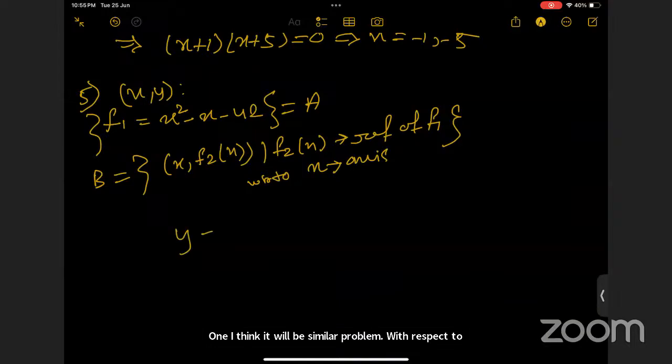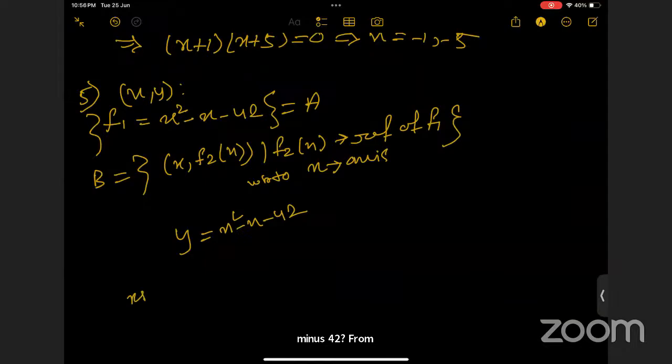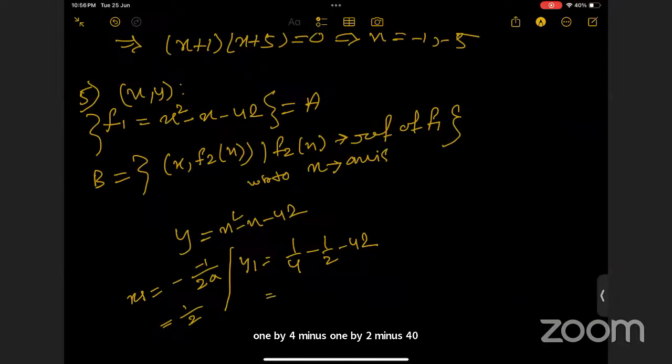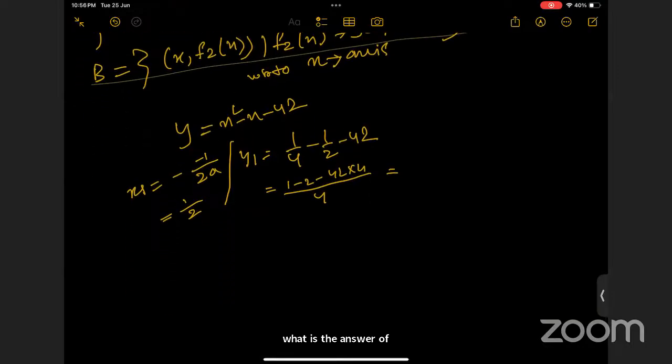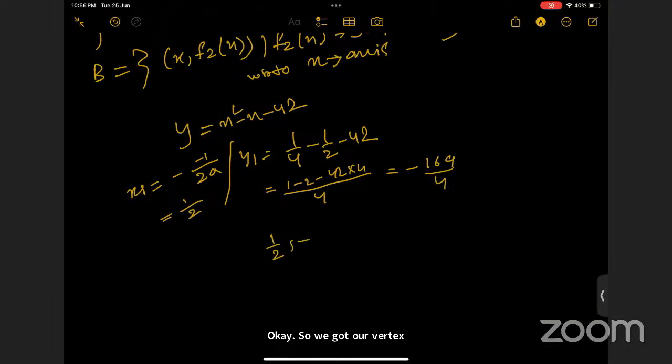So we have the equation y equals x squared minus x minus 42. From here, the vertex x will be minus b by 2a, that means 1 by 2. If we put the value, then y1 will be 1 by 4 minus 1 by 2 minus 42. Can you simplify it and tell me the answer for y1? Please calculate the value of y1. Am I audible? Yes, ma'am. Minus 169 by 4.